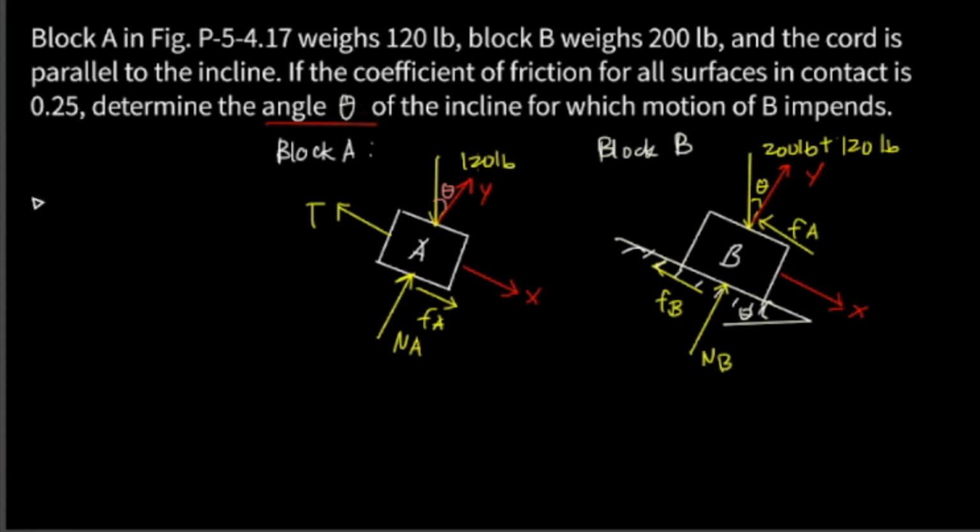So, sa block A, solve natin. Tingin tayo sa FBD natin. So, forces along the x-axis, positive. X-axis natin is papunta dito. So, this is our x and y axis. Ito yung y, ito yung x. Papunta dito yung x natin. Then, forces along x-axis is negative T plus FA, kasi positive siya.